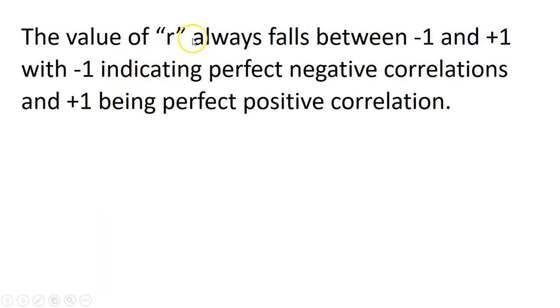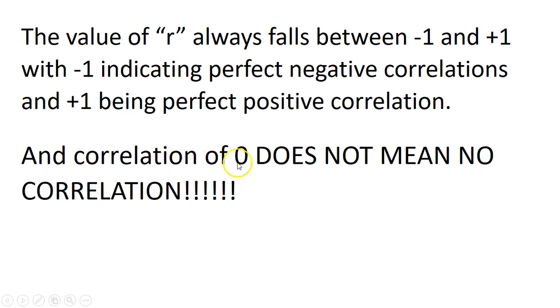The value of R always falls between -1 and +1, with -1 indicating a perfect correlation, but a negative correlation, and +1 being a perfect correlation, but positive, right? And a correlation of 0 does not mean there is no correlation. That is not what that means. A correlation of 0 means it's the slope of the line, so the slope is a straight line.